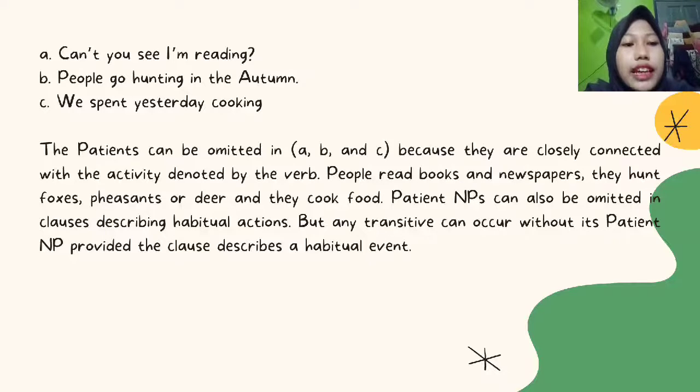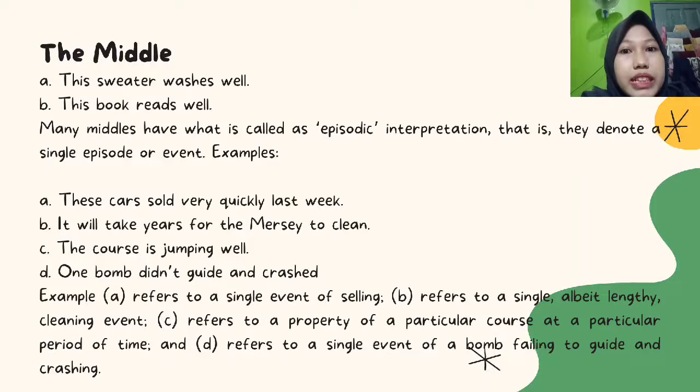The patient noun phrase can also be omitted in a clause describing habitual actions, but any transitive verb can occur without its patient noun phrase provided the clause describes a habitual event. The middle. This sweater washes well. This book reads well. Many middles have what is called an episodic interpretation. That is, they denote a single episode or event.